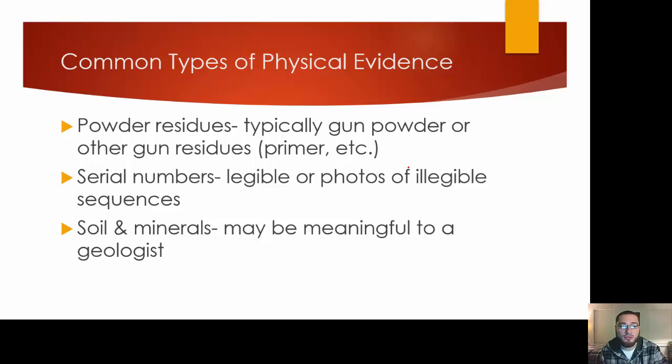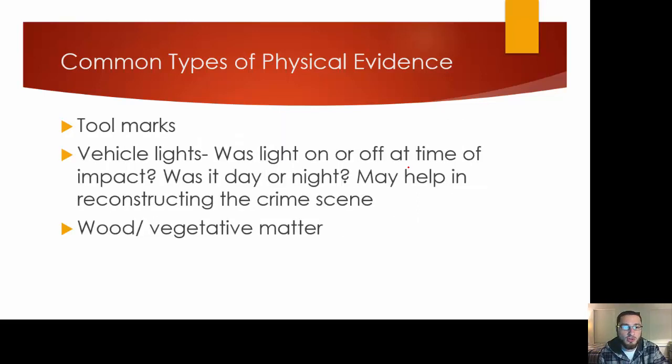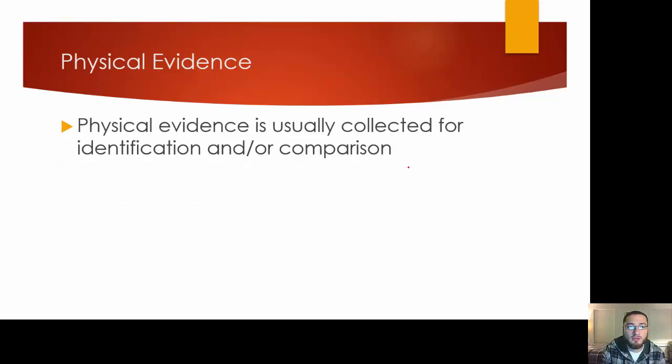Also, soil, minerals, these also can be used by forensic geologists. Tool marks, vehicle lights, it could be something where if someone testifies what the lights look like, you want to have that on record. So was the light on or off at the time of impact? Was it day or was it night? It may help to reconstruct the crime scene or to corroborate information in order to say, hey, this person said that this happened during the day, but their lights were on, so it must have been at night. All those details are very important. And then any wood or vegetative matter can also be used.